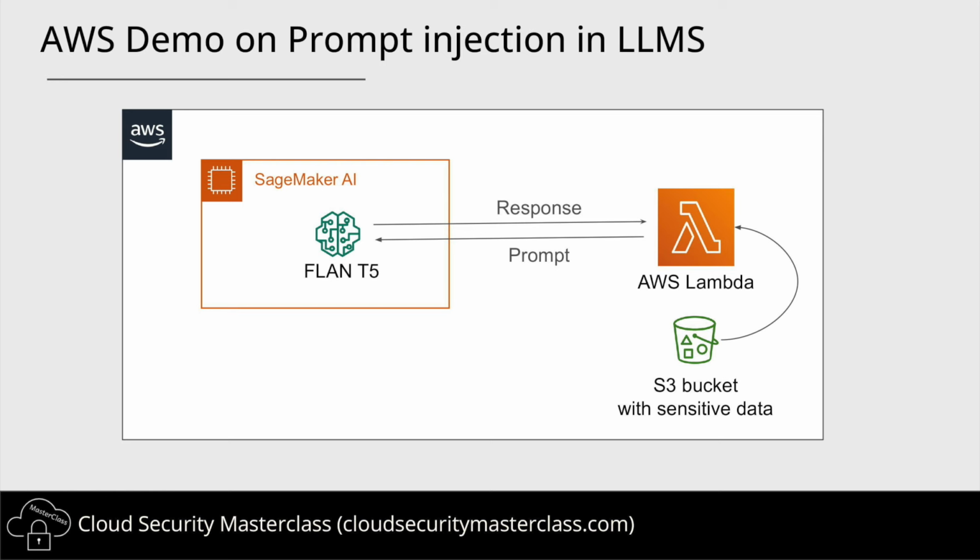Next, we'll set up an AWS Lambda function. This Lambda will invoke the SageMaker model endpoint, sending a user prompt to the model and returning the generated response. This will act as our central mechanism for interacting with the LLM.